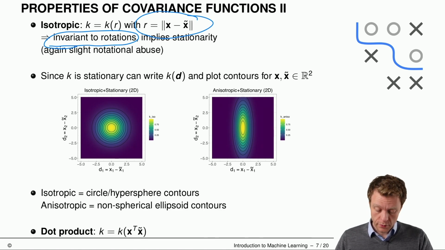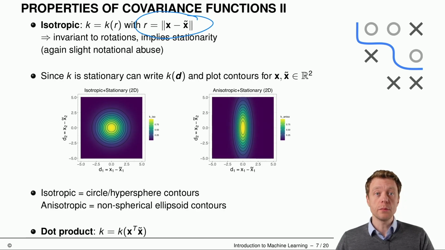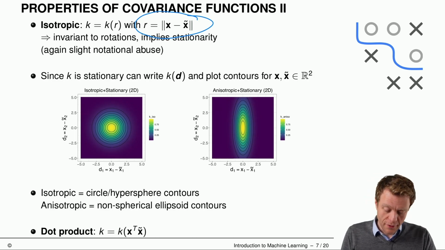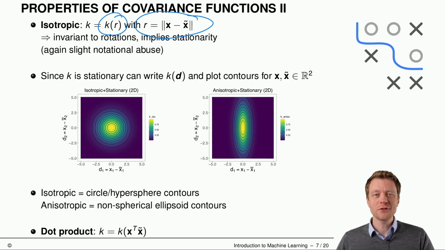And one important thing also is that isotropy implies stationarity. So every isotropic kernel is also a stationary kernel. And another slight notational abuse: now we have k of r. So it's also a one-argument k function, but this time it's just the scalar distance between the two points.